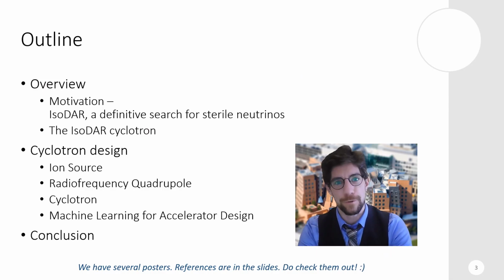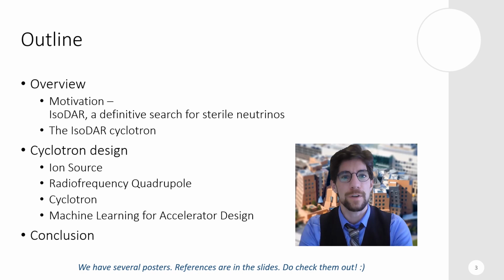Before going into the cyclotron design, I want to give you a brief motivation of why we are interested in building this machine. And this is the ISODAR project, a definitive search for sterile neutrinos. After that, we'll talk about the details of the high current cyclotron design and how we used machine learning to optimize the RFQ mechanical parameters.